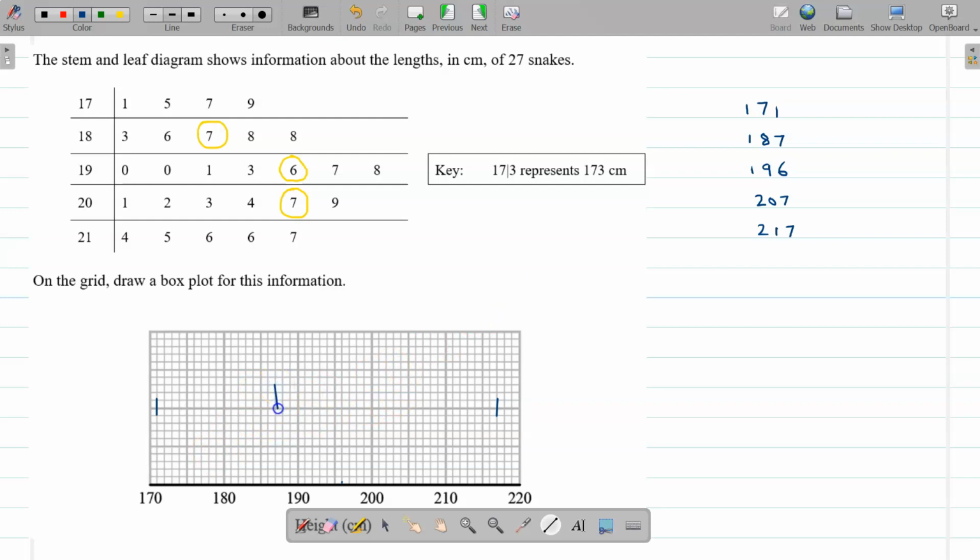Now, it doesn't matter how high the box is. I tend to make it about 3 squares like that. But it is important that you have the correct position across. So I've got 187, 196 is here. So just get that in the right place. And that goes down to there. And then let's try that again. So 196 goes about there. And then we've got 207, which is here.